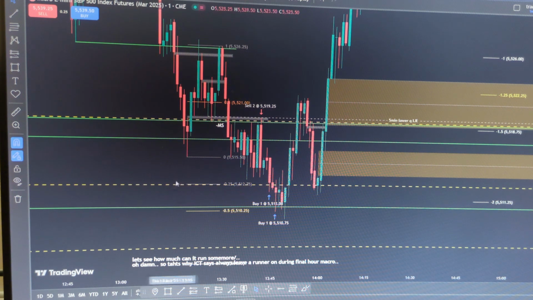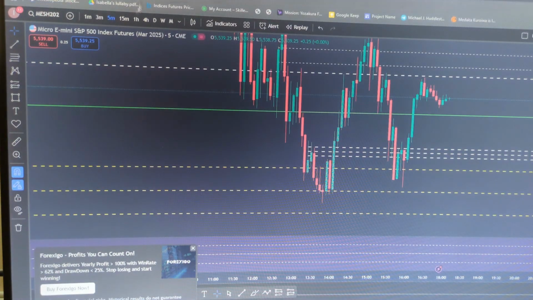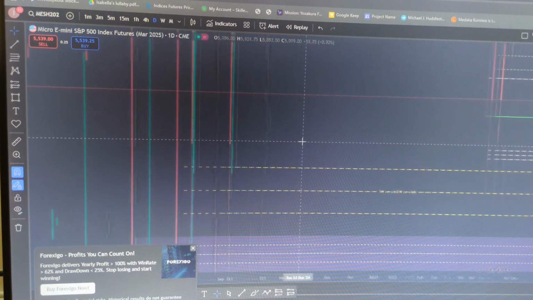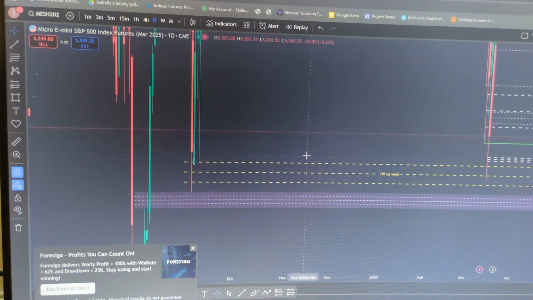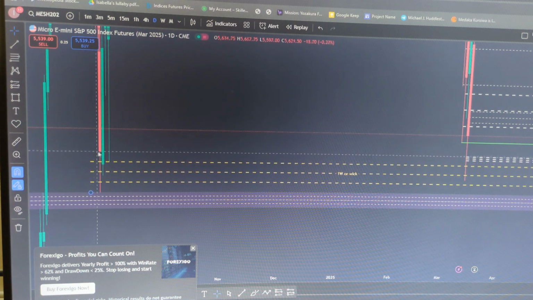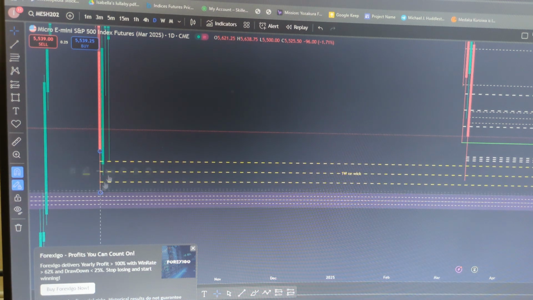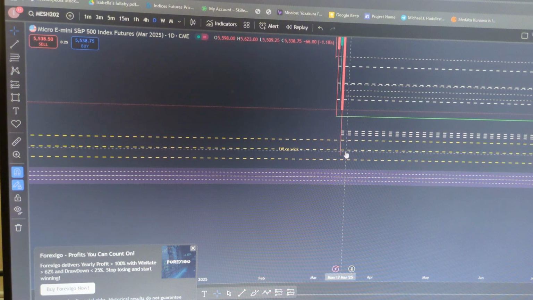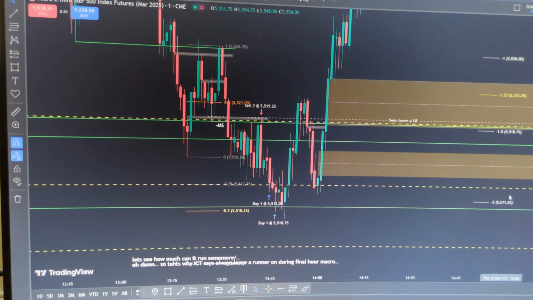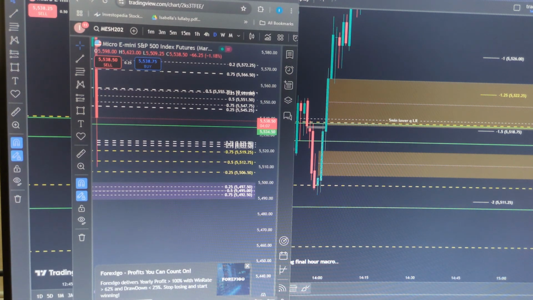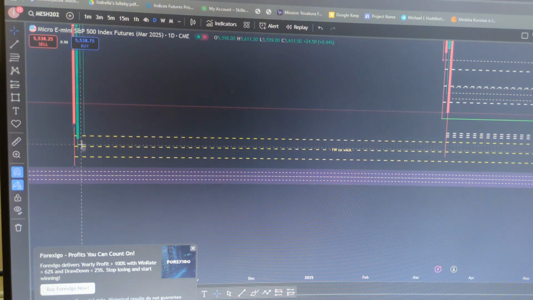So what is this yellow line? This yellow line comes from the daily chart right here. As you can see, it's the wicks. This yellow line comes in at 5512.75. As you can see here, 5512.75 is this daily wick.